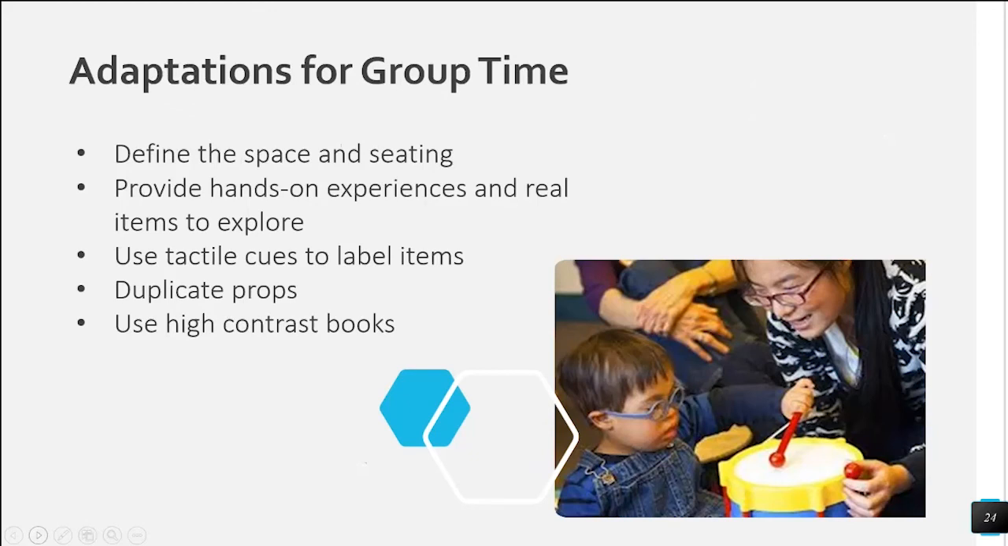Some things to consider to help make circle time inclusive for children with blind low vision are defining the space. To define the space, use foam placemats, felt, or assistive seating such as the wiggle seat. Provide hands-on experiences and real items to explore. So if you're talking about fruit, provide real fruits. Use a feely box or bag with real objects. Talk about the textures of these objects as well as what they are used for.